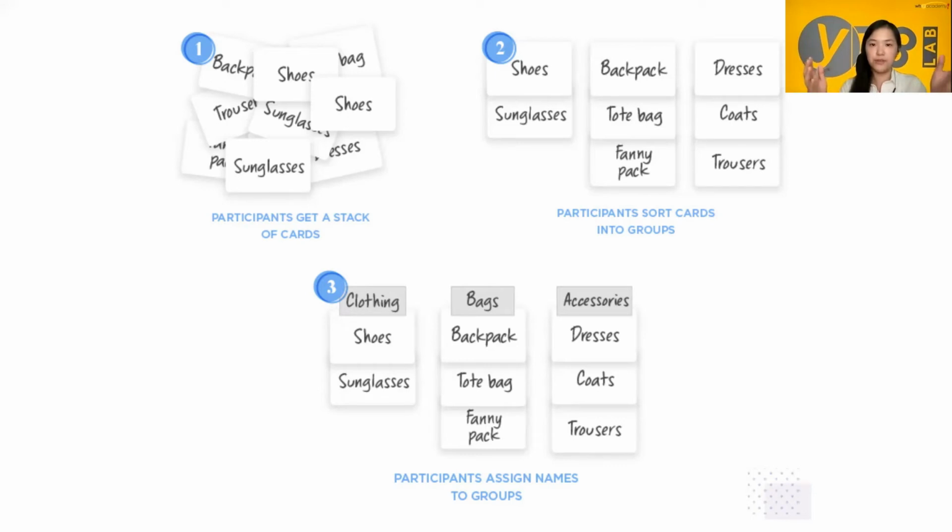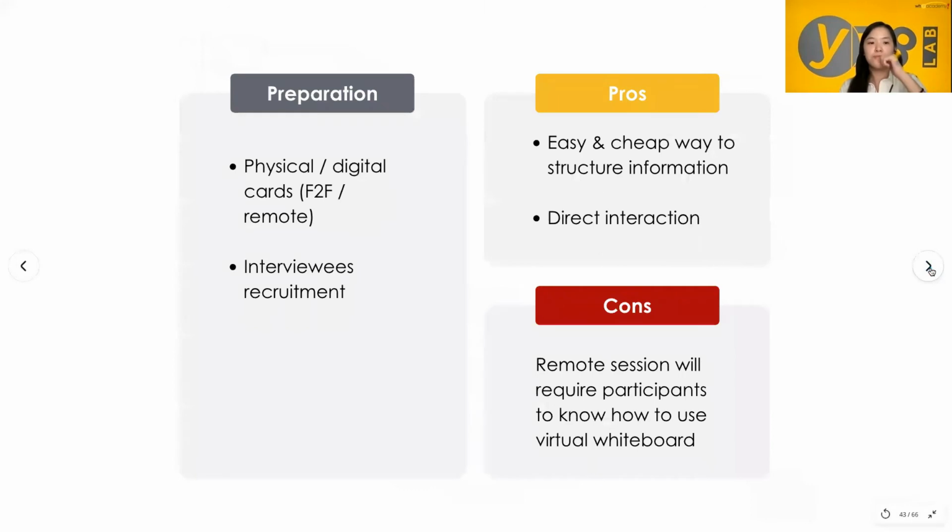This is very important for you to take that mental model and use it on your product. So you do the heavy lifting for them, right? So that when you launch a product, they understand it very well because you're using a very common mental model. So this is how you find that out, using card sorting. In order to prepare, you will need some physical cards or some digital cards. If you're doing a remote session, you will need to recruit some users, some interviewees. The good thing about card sorting is that it's a pretty easy and cheap way to structure information. And usually it's quite fun for the users as well. Right? And there's direct interaction.